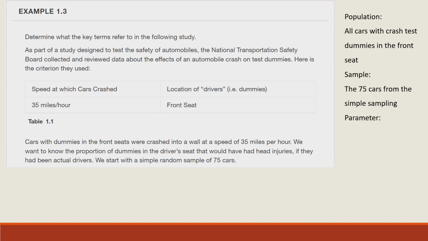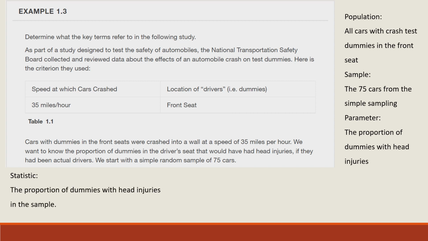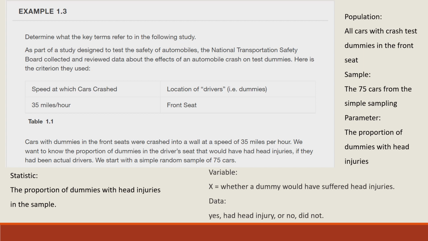What is the parameter that we are looking for? The proportion of dummies with head injuries. Statistic, now remember this has to do with the sample, so the proportion of dummies with head injuries in the sample. What's the variable? So this will be more individual. X, remember we use X or Y when we're talking about our variables. Whether a dummy would have suffered head injuries. And what is our data in this situation? Yes, the dummy had a head injury, or no, the dummy did not have a head injury.